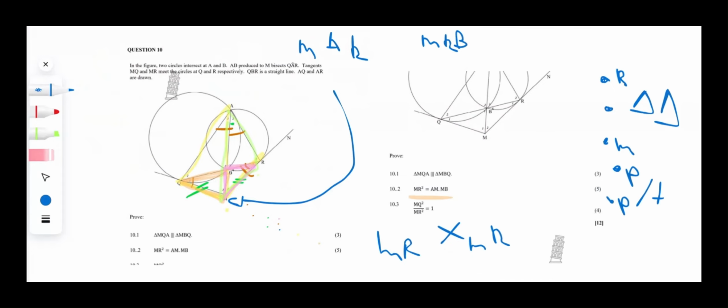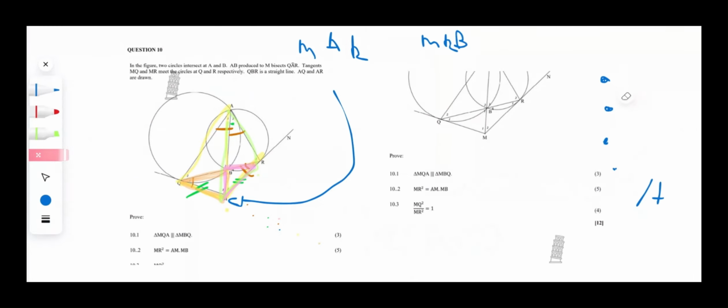Continuing on, 10.3. Now, we have to prove that MQ to the power of 2 over MR to the power of 2 equals 1. Now, a lot of students, just as I stated previously, are very intimidated by these questions. They become very dysregulated. Their focus is deterred because of the amount of fear that they're experiencing upon reaching this question. I'll show you exactly how easy it actually is.